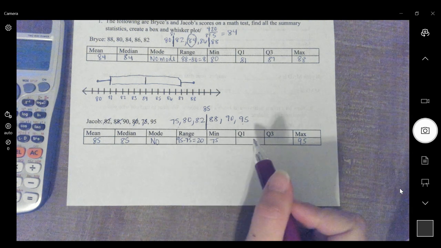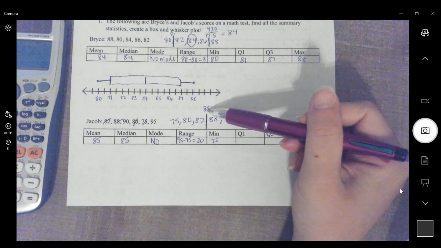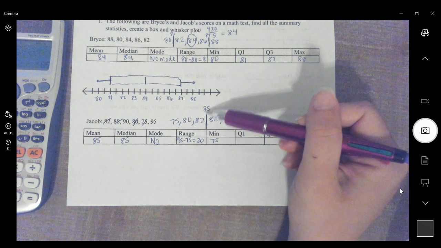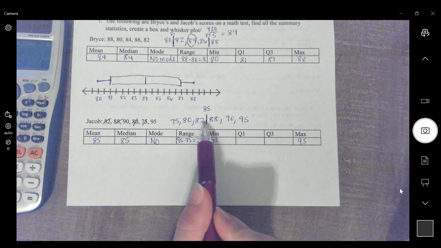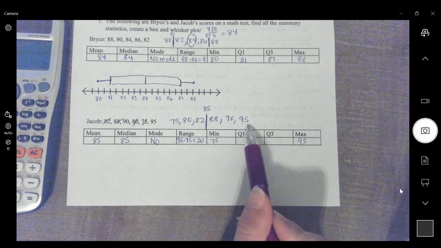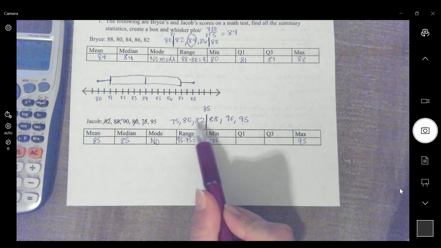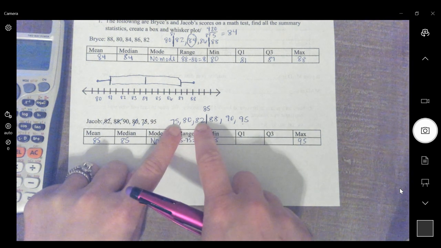And now I need to find Q1 and Q3. So if the median is between two numbers, it's good to just draw a line because you're separating it. This is my lower half. This is my upper half. Okay, because now we can find the median down here.